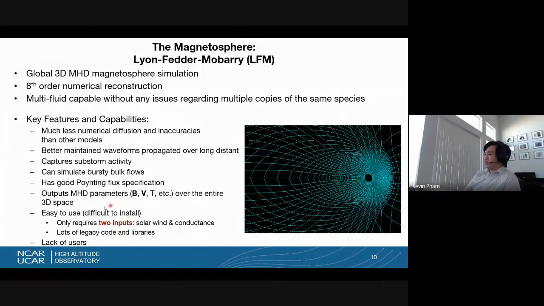But the difficulty to install is that it has a lot of legacy codes and libraries. This model was created probably in the 1980s, early, maybe even 1980 itself. So it's a very old code, about 40 years now.